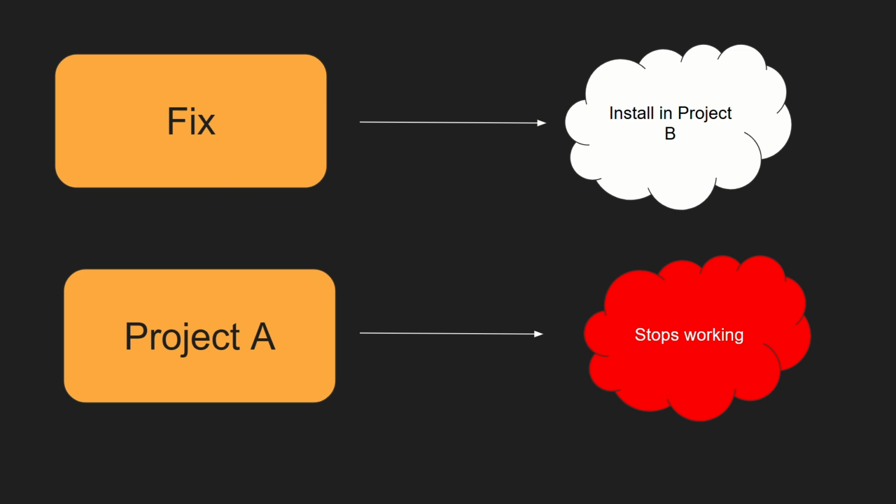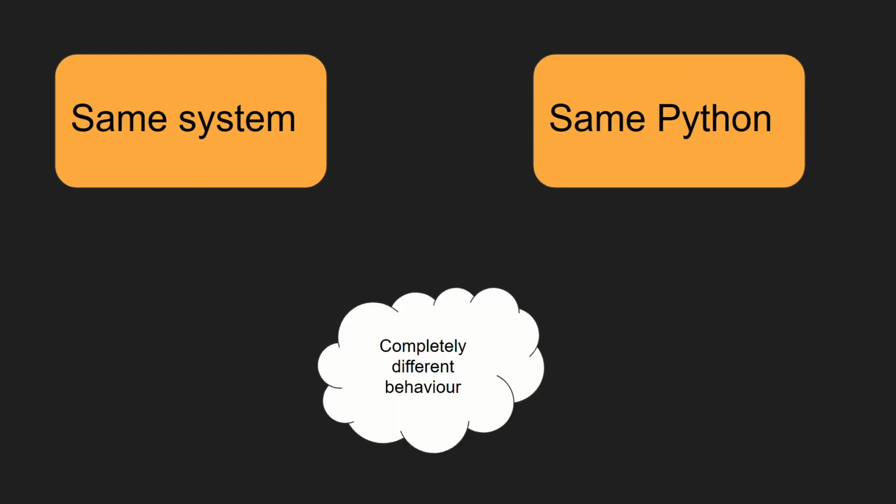It has the same system and the same Python, but completely different behavior. At some point, it just feels random, but it is not random at all. There is a clear system behind this, and once you understand the system, this entire confusion disappears.